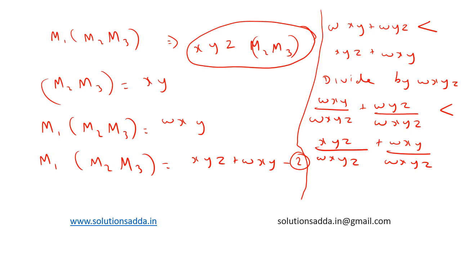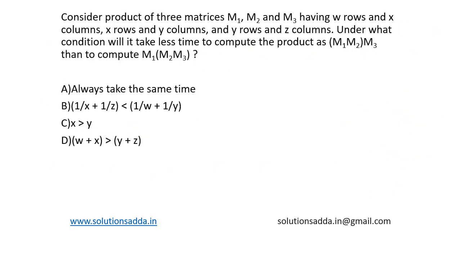That is, which is equal to 1 by z plus 1 by x is less than 1 by w plus 1 by z. And going by the option, option B is the correct answer.